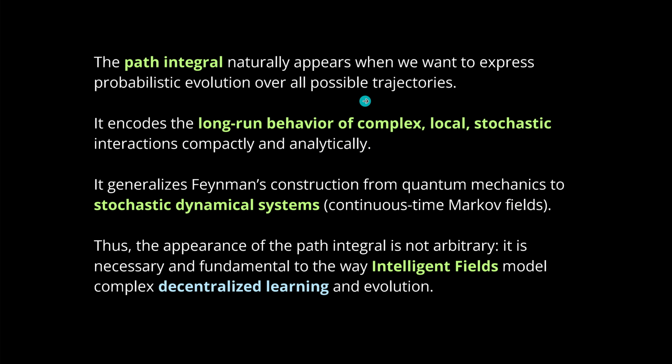So the path integral naturally appears when we want to express probabilistic evolution over all possible trajectories. Finally, it encodes the long-run behavior of complex, local, stochastic interaction, compactly and analytically, complex not in a mathematical term, but in the complexity given of a particular task. It generalizes and simplifies, and it orients itself at the Feynman construction from quantum mechanics to stochastic dynamical systems, and finally over continuous time Markov fields, and thus the appearance of the path integral is not arbitrary.